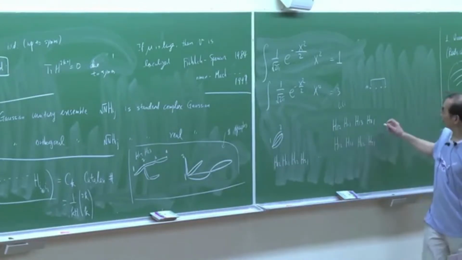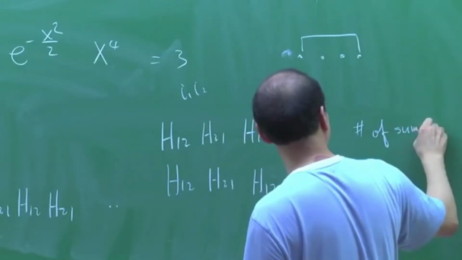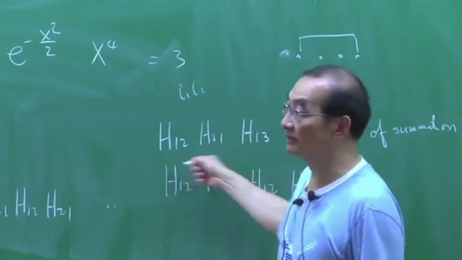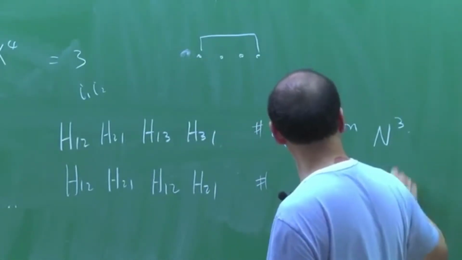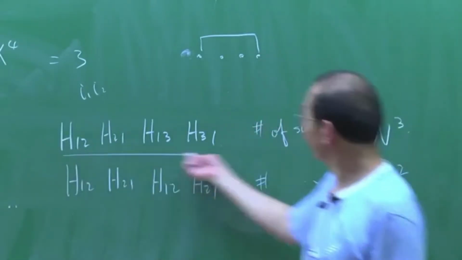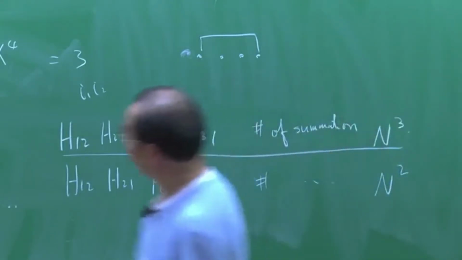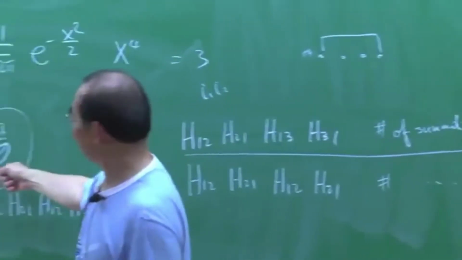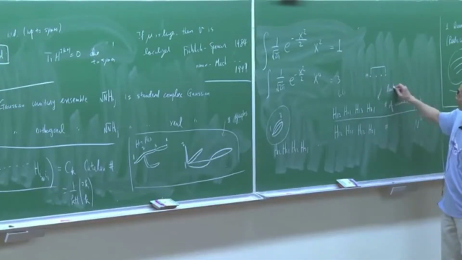So the number of summations here is n cubed, because you have 3 variables to sum. But the number of summations here is n squared. So the combinatorics of this one is much bigger, and the combinatorics of that one is much smaller. Of course the latter can happen, but the number of such terms is much smaller. So this type of term is the leading contribution.